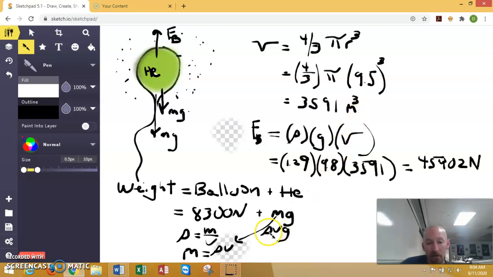And I think they told us the density of helium. Yep, so we know the density of the helium. This is 0.178, so this is 0.178. This is 3591 from here. We know what G is. We add those two things together, we'll get an answer. And the answer is 14,564 newtons.